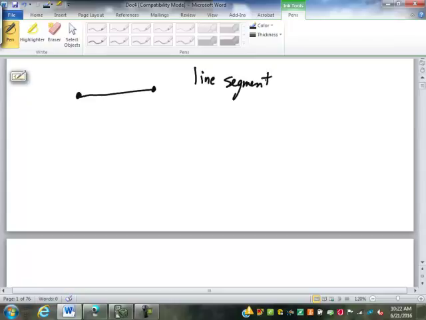A line would go on forever in both directions. In the real world, a line does not have a whole lot of use. A line segment is what we typically use. And in a lot of cases, when you hear the word line, what they're really talking about is a line segment.